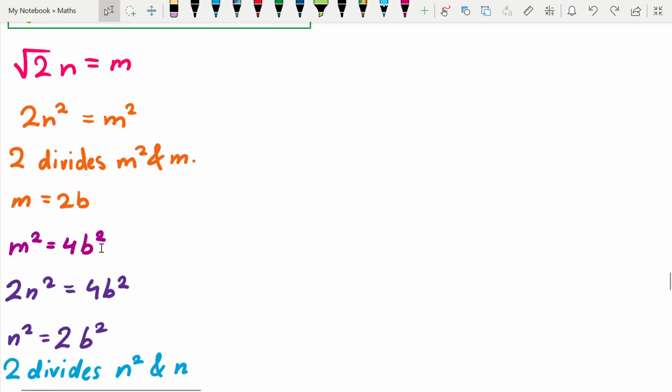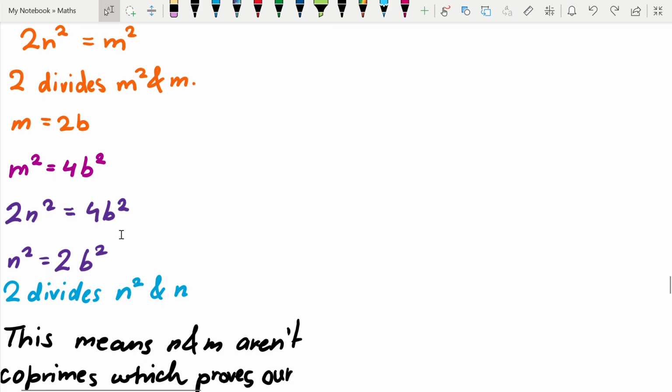Now we get that 2n square. If we square both sides, then that is equal to m square. So 2 divides n square and m, right? So we can see that 2 divides m square and m. So m is equal to 2b, meaning if 2 can divide m square and m, then something times 2 must be equal to m, right? So that b is that little something that we multiplied by.